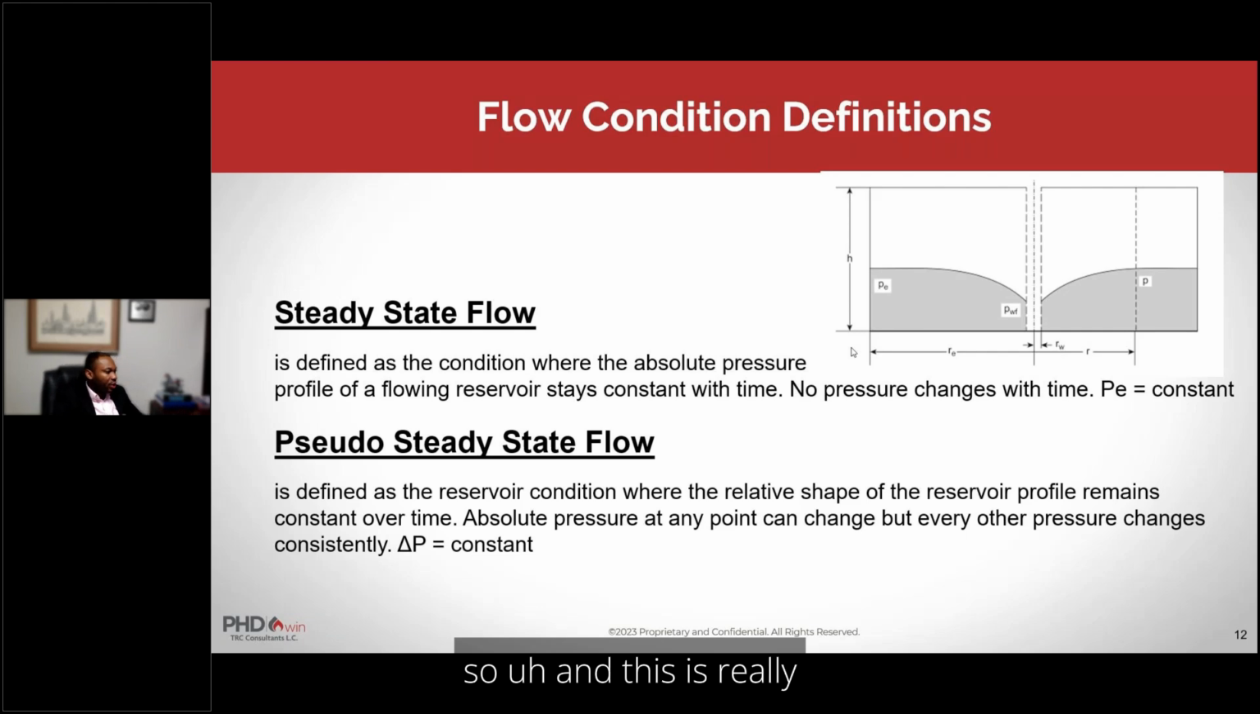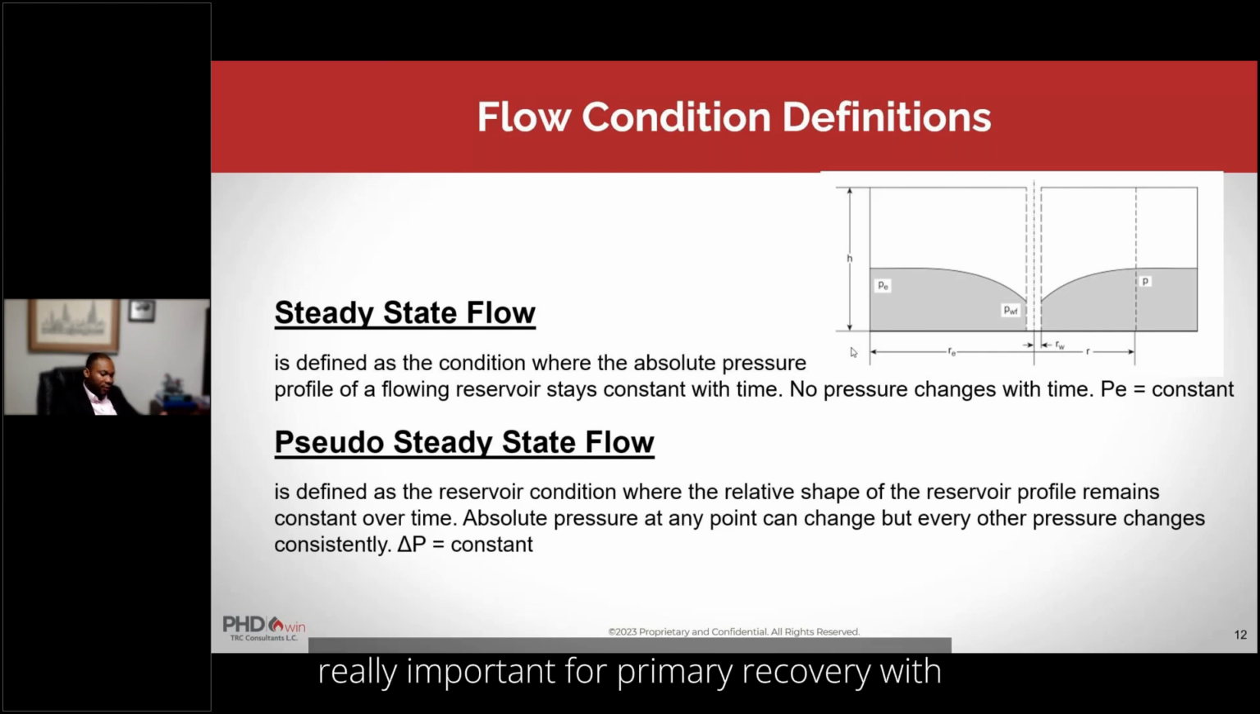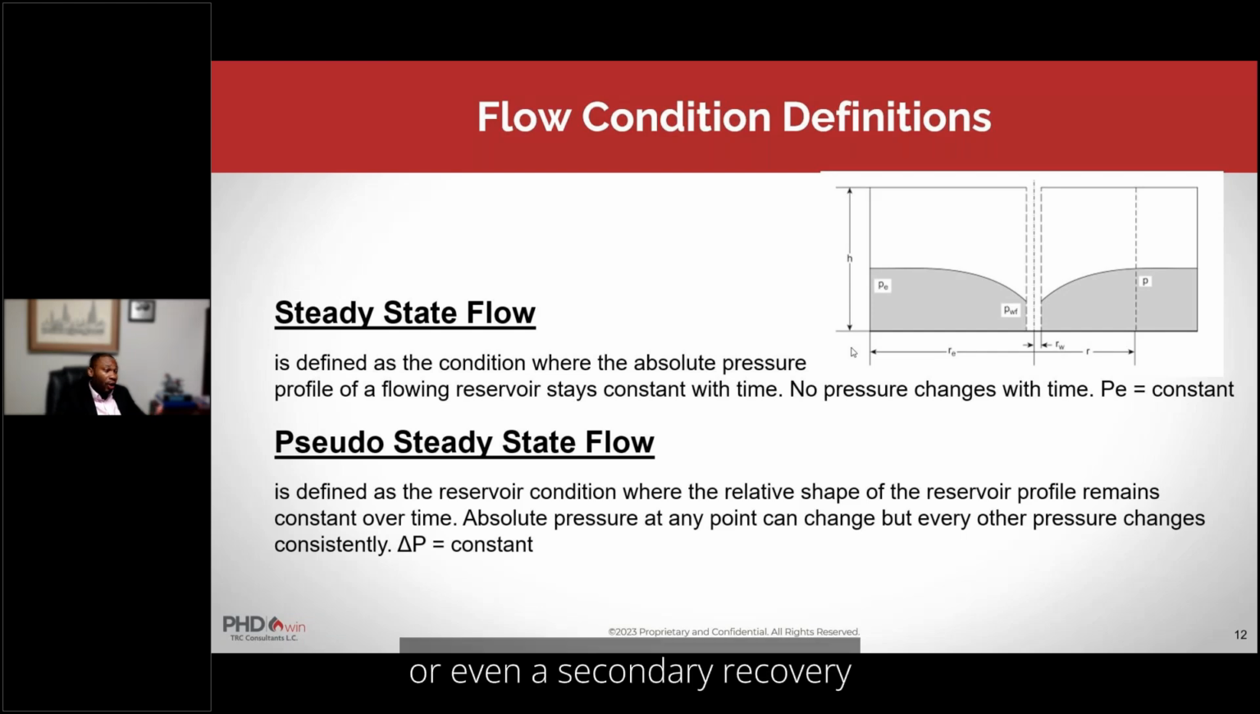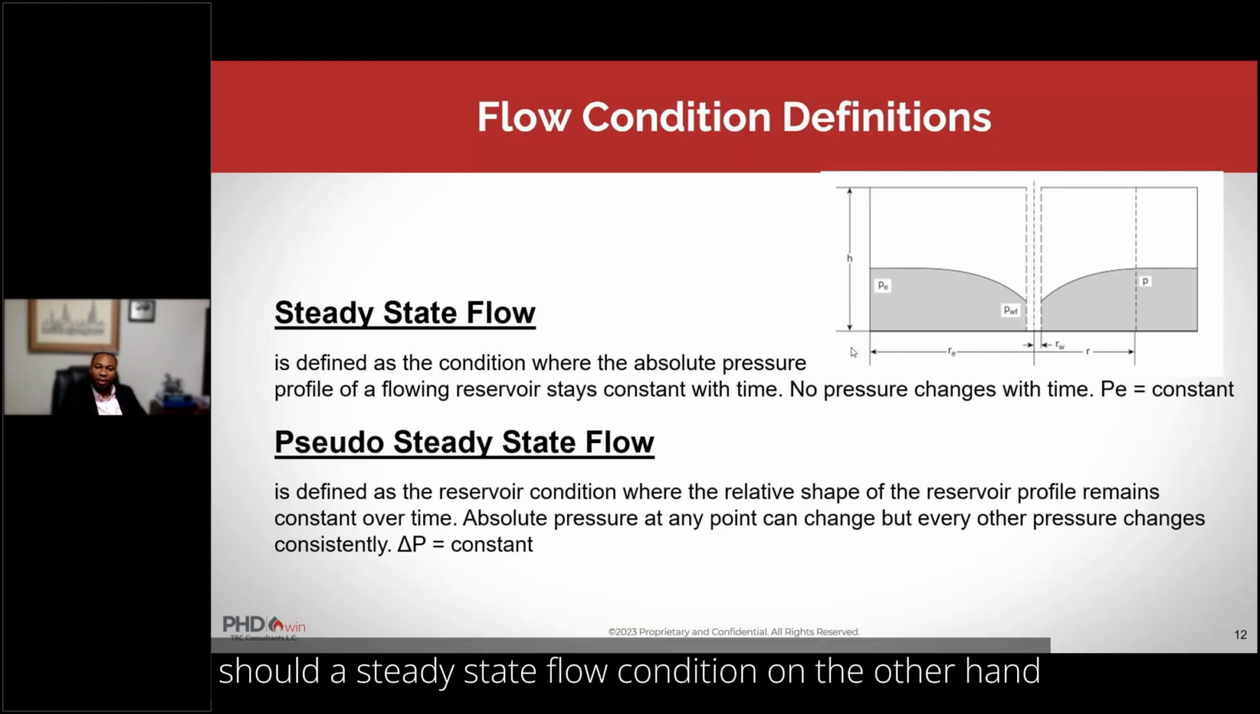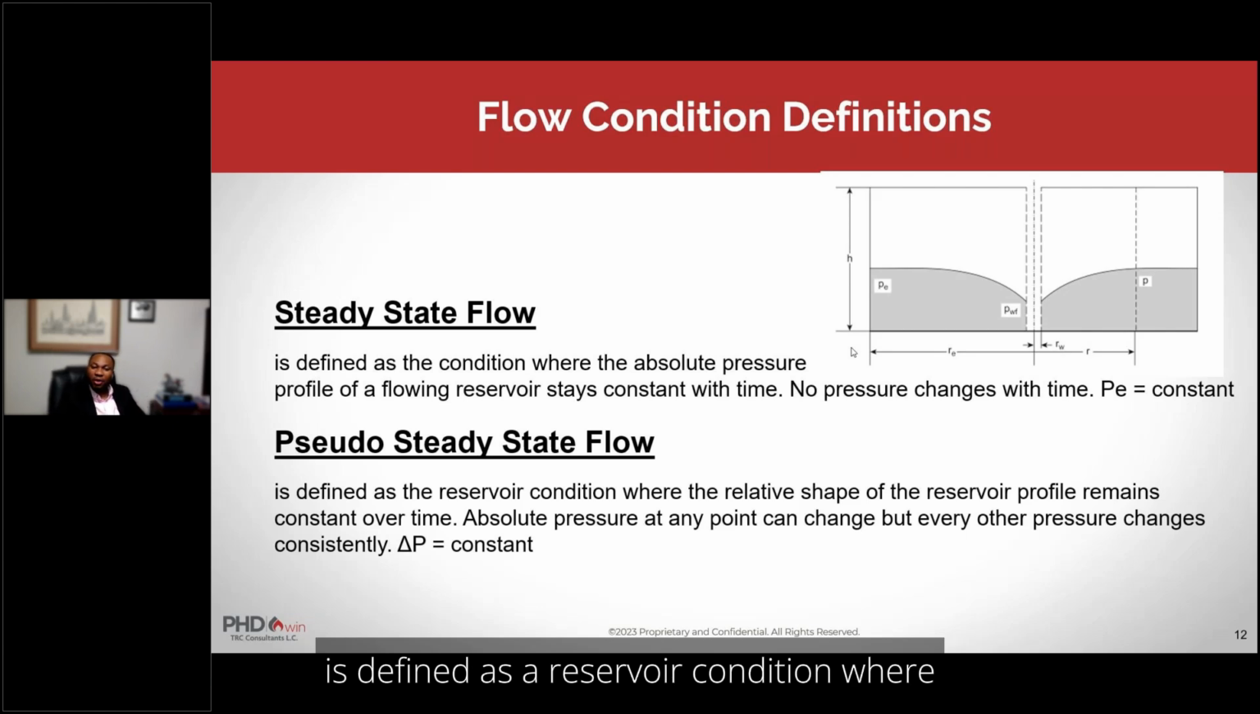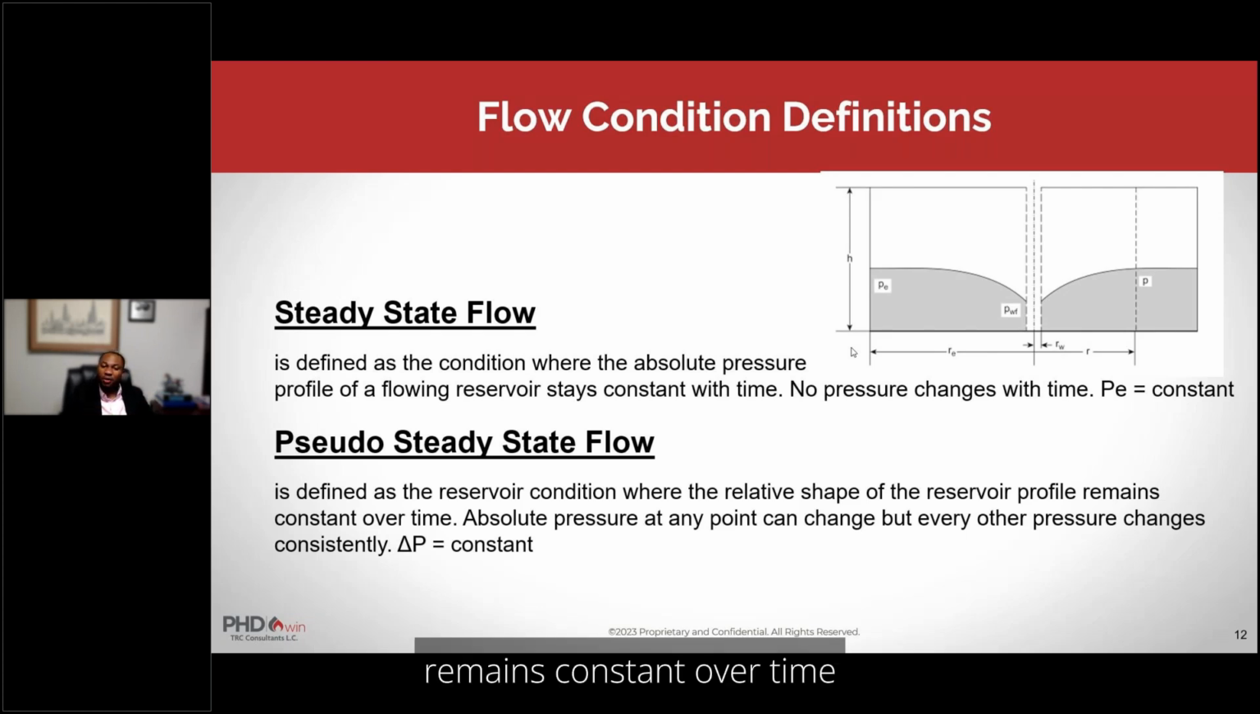This is really, really important for primary recovery with edge water drive, or even in secondary recovery, whenever you're talking about waterflood, that's a good application for that. But it's an idealized flow condition. The pseudo-steady state flow condition, on the other hand, is defined as a reservoir condition where the relative shape of the pressure profile remains constant over time. So absolute pressure at different points can be changing, but the delta P, the change in pressure, is going to stay pretty much constant.